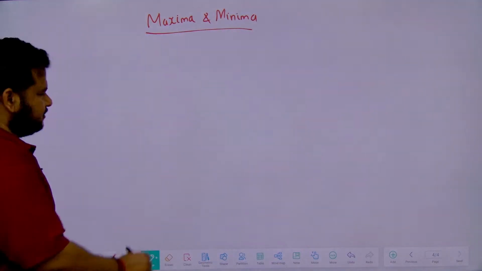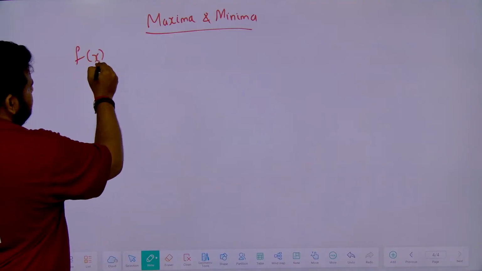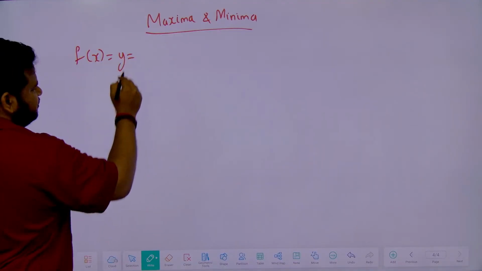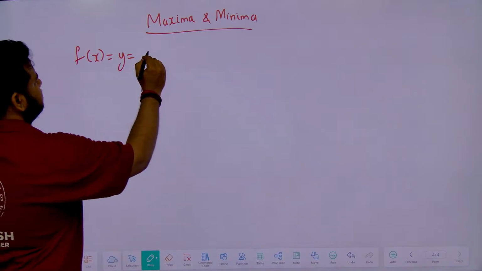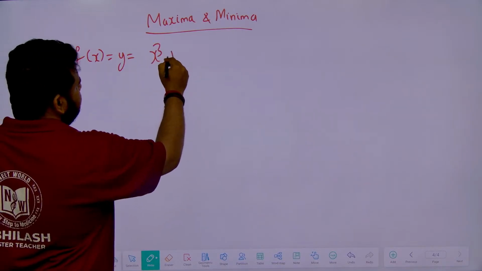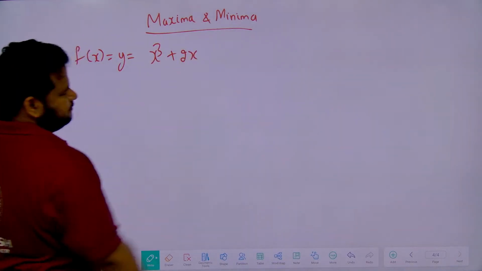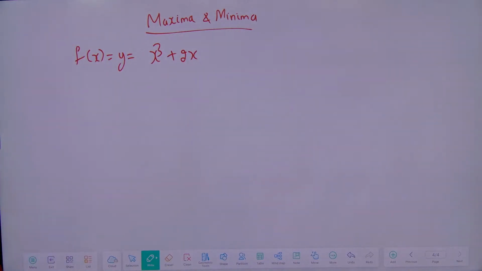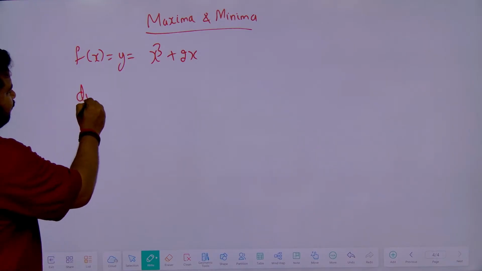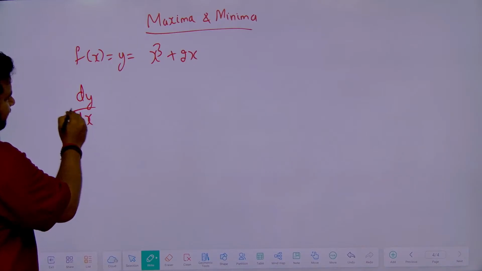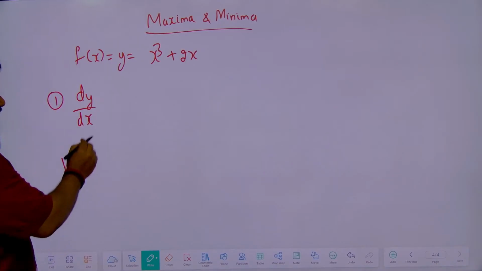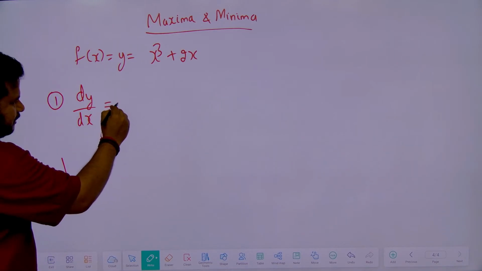Suppose some function f of x or some function y is given. Let us take it as x cube plus 2x. Let this be the function. To find out maxima or minima, first you have to do what? First differentiation, that is the first order derivative. You will find dy by dx. First step is you will find dy by dx. After finding dy by dx, you will make it equal to 0.